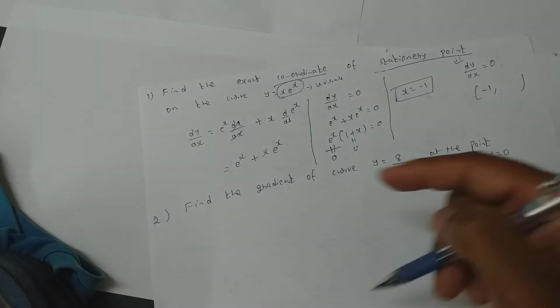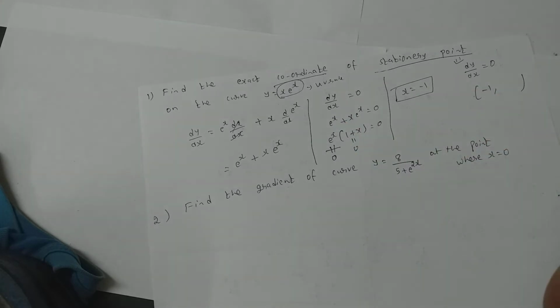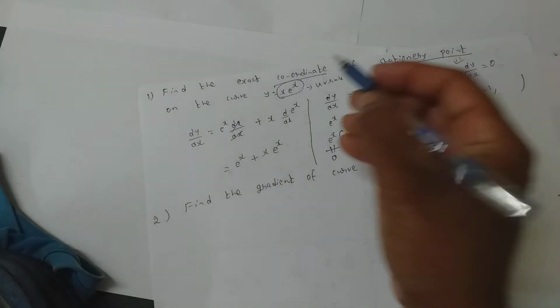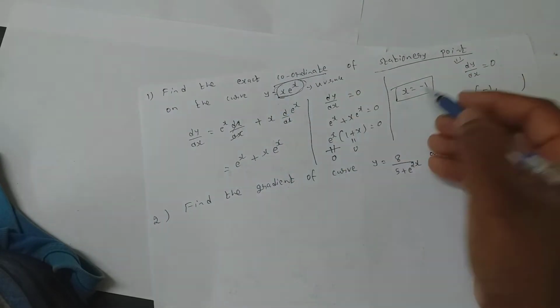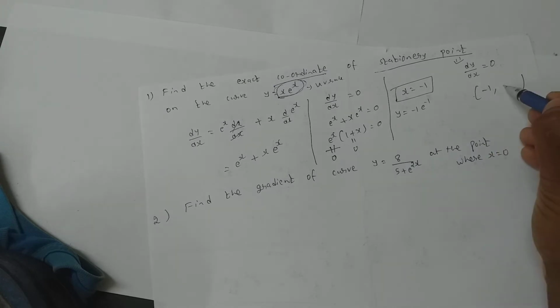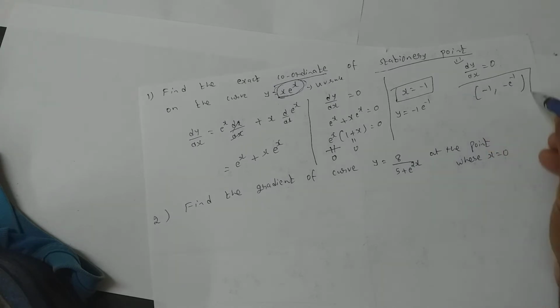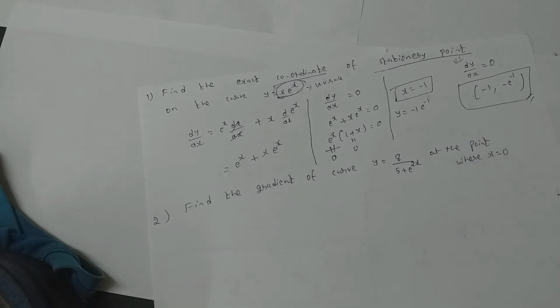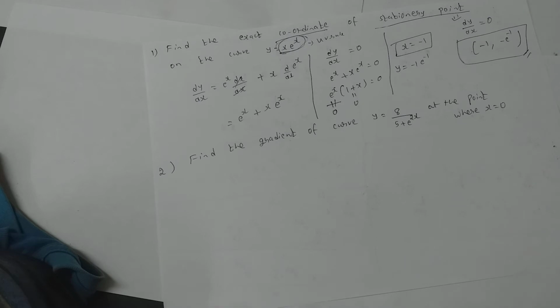So look, where should I put this x equal to minus 1 to get the value of y? Yes, you got it. You need to place it here. So y equal to minus 1 into e power minus 1. So that is minus e power minus 1. So this is the coordinate of the stationary point. Am I clear? Now look at next sum.